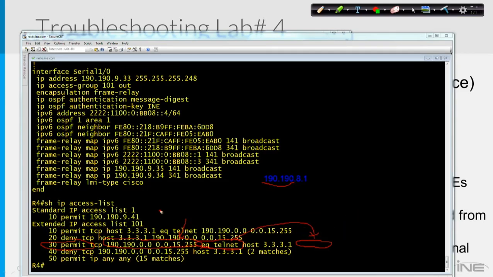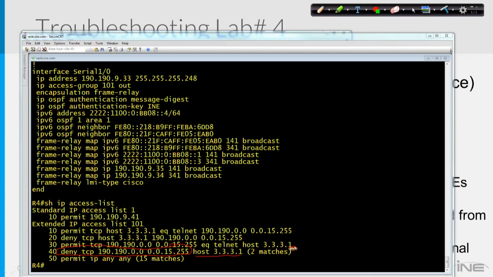Okay, so that's not going to match. So then let's go on to the next one. Deny, okay, so here we see a deny TCP, exact same source, so we know it's going to match router 2, going to the host, and that's it.